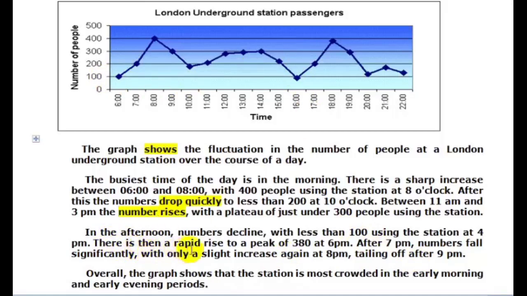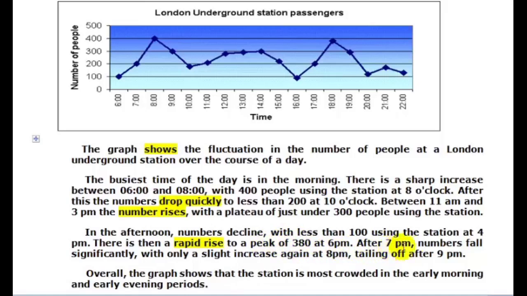There is then a rapid rise to a peak of 380 at 6 p.m. See over here that at 6 p.m. the number rises to 380. It means that it is hitting the highest point. So this is mentioned like that. There is then a rapid rise. This is an important word. You need to keep this word in your mind when you describe information. To a peak of 380 at 6 p.m.